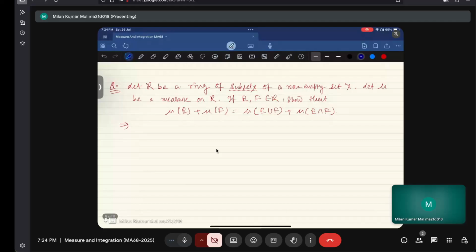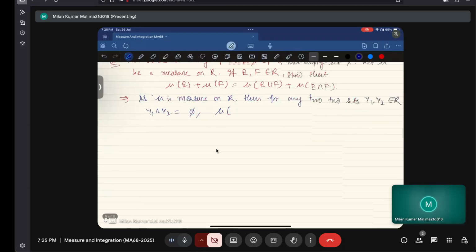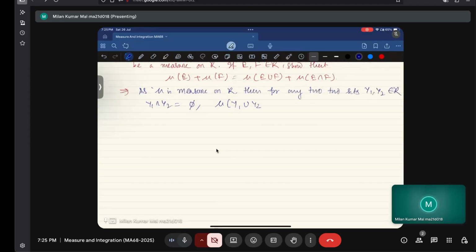One can think of it this way: R is a ring of subsets of a non-empty set and mu is a measure on R. As mu is a measure on R, then for any two sets y1, y2 coming from R with the condition that y1 intersection y2 is empty, we have mu of y1 union y2 equals mu of y1 plus mu of y2. Mainly countable subadditivity is there, but I need finite additivity for this.